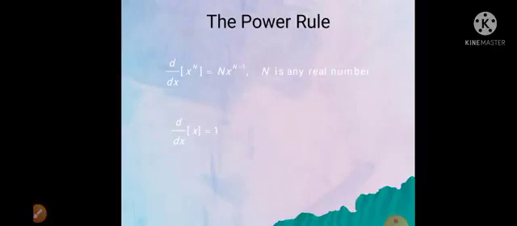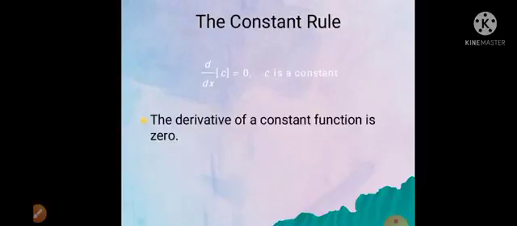For the power rule, d/dx of x to the power of n is equal to n x to the power of n minus 1, where n is any real number. So d/dx of x is equal to 1. For the constant rule, d/dx of c is equal to 0, where c is a constant, so the derivative of a constant function is 0.